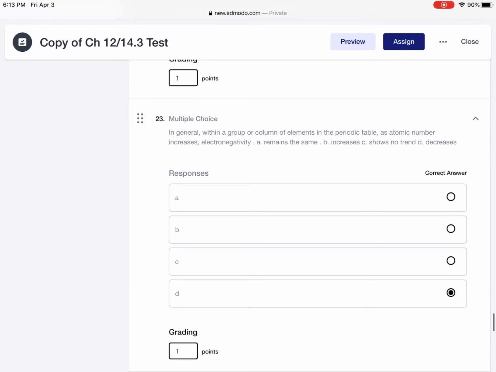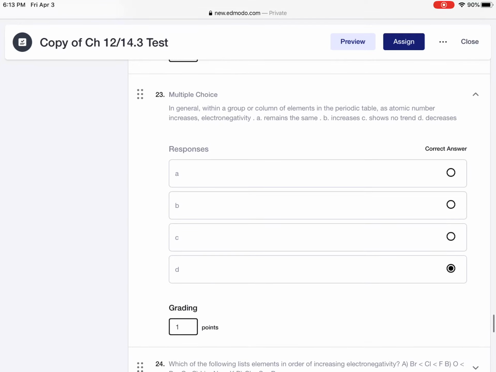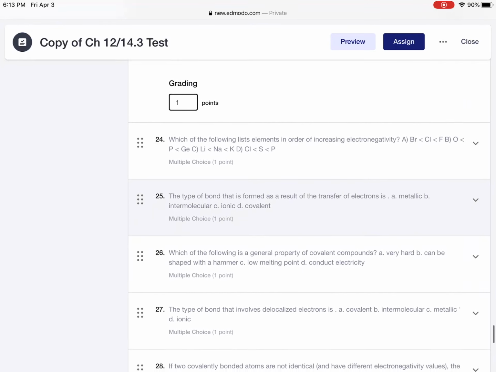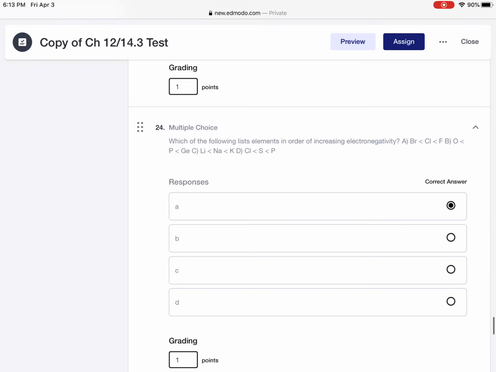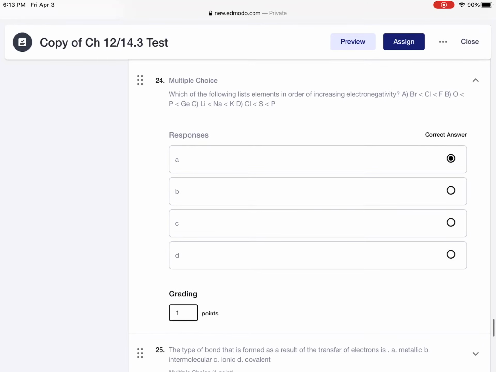Number 23, in general, within a group or column. All right, so we're going down the group. What happens to electronegativity? Electronegativity decreases. So the answer is D, due to increased shielding and quantum energy. Which of the following lists elements in order of increasing? All right, so the first one, bromine, chlorine, fluorine, that's a group trend. And that would be the answer, because bromine is further down the column and fluorine is at the top of the column.